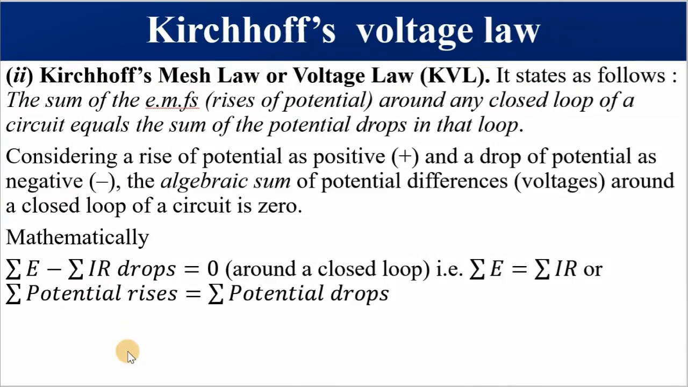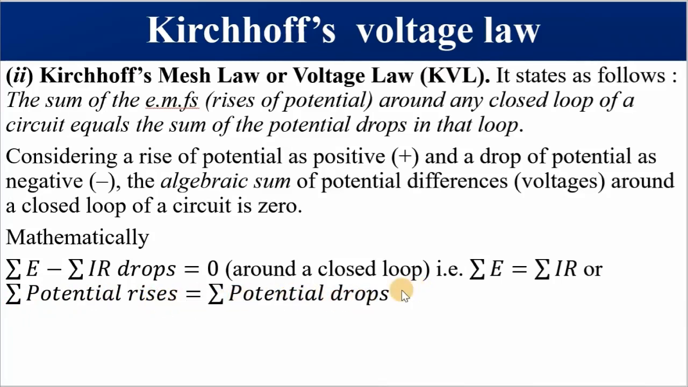More on KVL, which can be stated as follows. The sum of EMFs around any closed loop of a circuit is equal to the sum of the potential drops in that loop. That's a good and more elaborate definition of Kirchhoff's mesh law, also known as KVL. If you consider a rise in potential as positive and a fall in potential as negative, mathematically we can say the sum of EMFs minus the sum of potential drops is equal to 0. Or the sum of EMFs is equal to the sum of potential drops, or you can say the sum of potential rises is equal to the sum of potential drops.